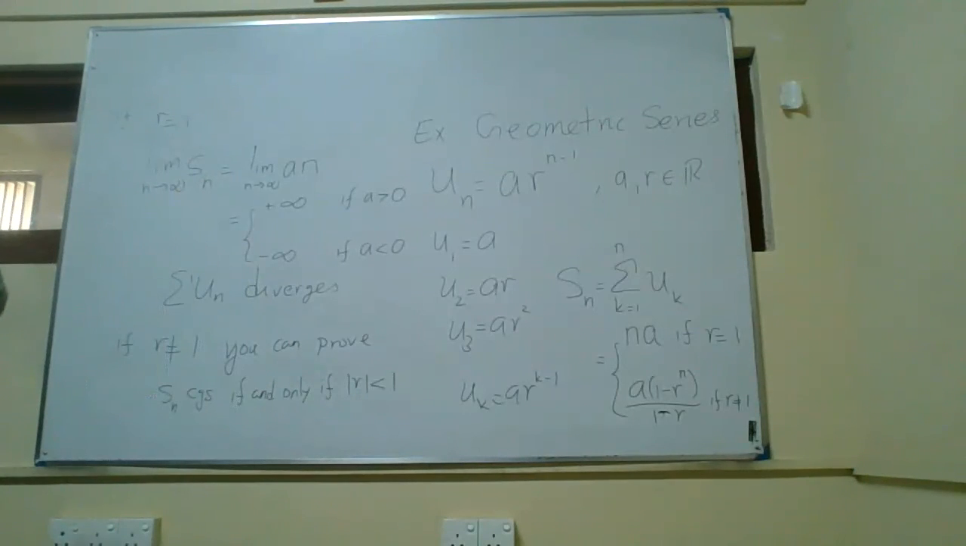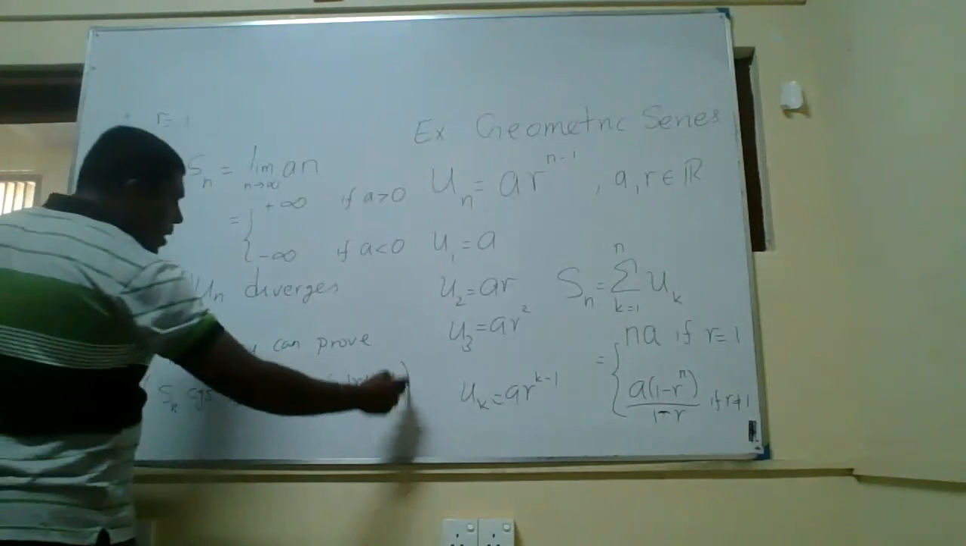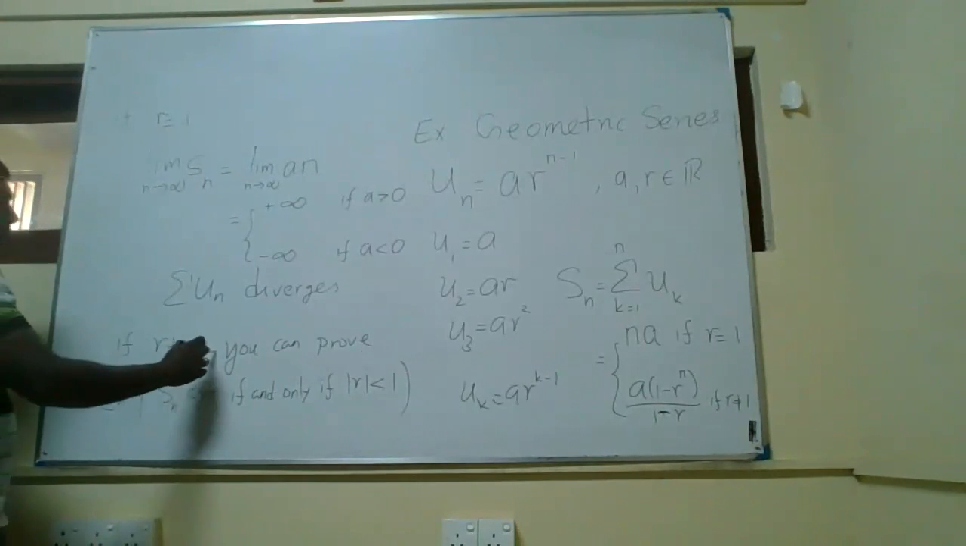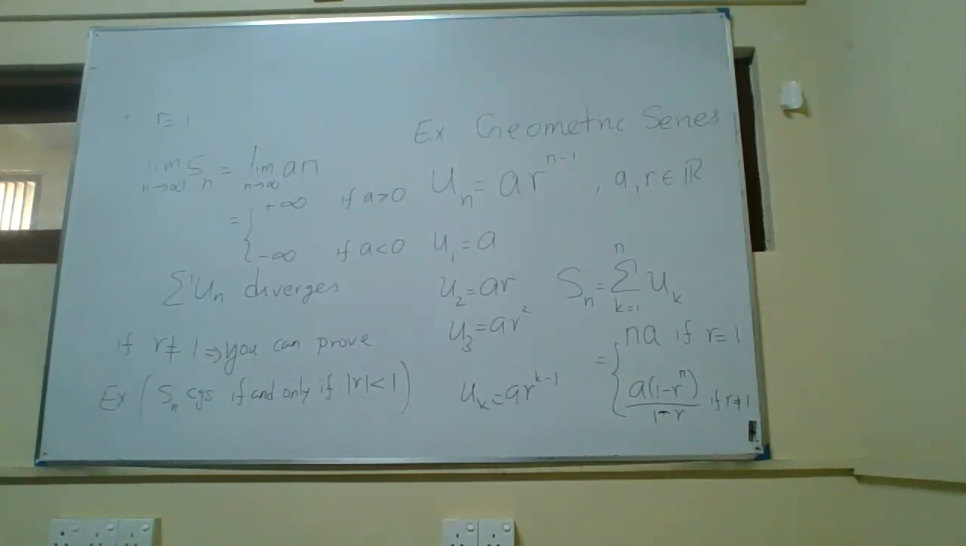So if the absolute value of r is less than 1, then you can easily prove that the sequence converges. That's not a big deal. This is an additional exercise: after proving this part, you can also prove that the sequence Sn is convergent if and only if the absolute value of r is less than 1. I leave it as an exercise, and if you have time later on we can do it.